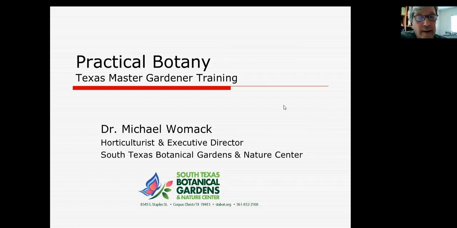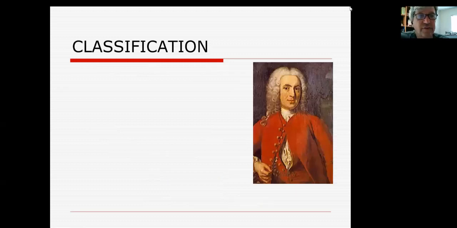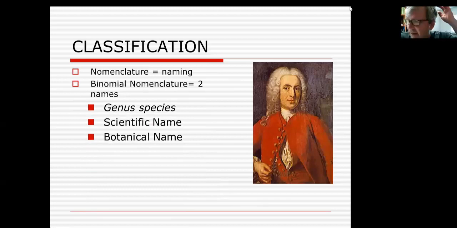And when we get into practical botany, one of the first things we start talking about is classification and classification systems. And what we base our classification, our naming system on, we call this nomenclature. That's one of those big words that's out there, and it basically means naming. And we use a binomial nomenclature system, which binomial essentially just means two names. Big word for a two-name system. And with that, we use a genus and a species. Sometimes we call that the scientific name.